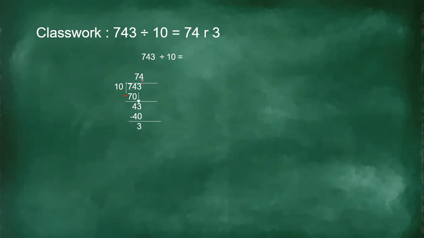All right. So then that's it. So you had your 4 here. 4 times 10 is 40. 43 minus 40 is 3. And the answer is 74, remainder 3. Beautiful. Let us go into our homework.